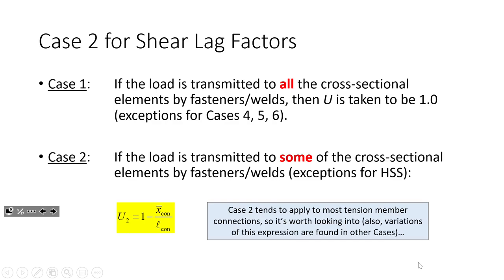A lot of times, we're not connecting all of the cross-sectional elements, we're connecting some of them. So, for example, if we have a channel, a lot of times we connect the web, but not the flanges. If we have an angle, we might connect one leg, but not the other. Those are very common connection scenarios. And if we have some of them connected and not all of them, here's our expression, 1 minus x bar over l. Now notice what I'm saying is not x bar and l, I'm saying x bar sub con, l sub con. Because these terms have very particular meanings, and I want to make sure that everybody understands what these terms mean.